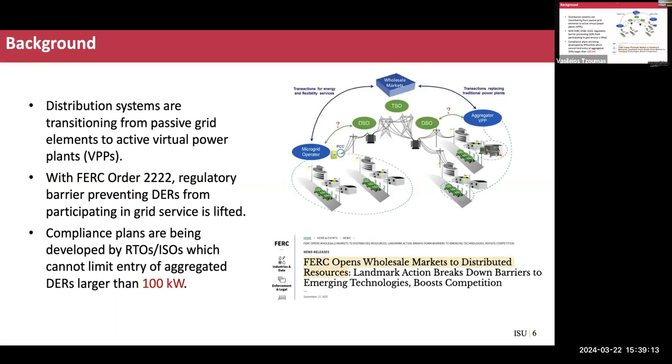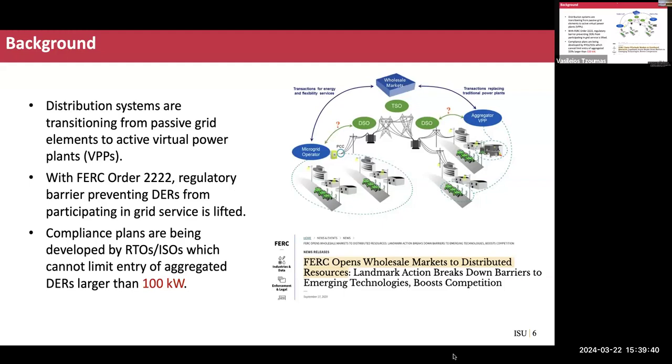As we all know, the distribution system is transitioning from a passive element where you just have passive load into a more active virtual power plant, which means you can have active control to realize their generation capabilities to be integrated as a player in this bulk power system to provide grid service, to bid into the energy market, to bid into the capacity market and also the ancillary market.